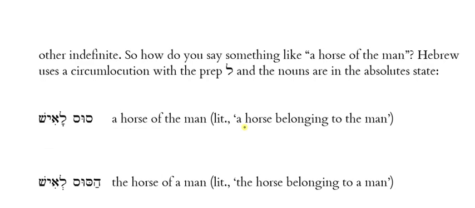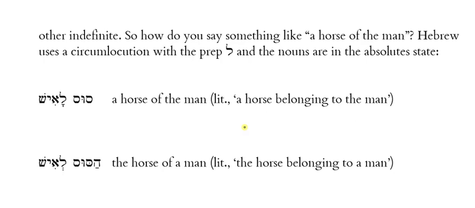So how do you say something like, a horse of the man? Or for that matter, the horse of a man? Hebrew uses a circumlocution. What's a circumlocution? It's a roundabout way of saying something. So Hebrew uses a circumlocution with the preposition lamed, and the nouns are going to be in the absolute state. They won't be in the construct. So I give you two examples here.